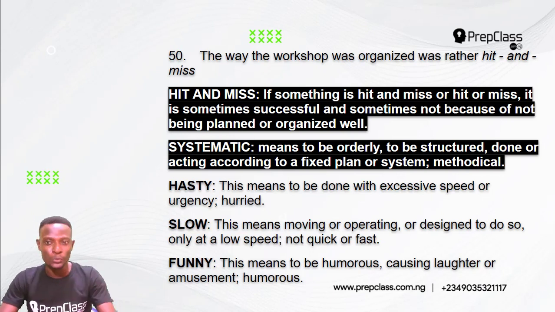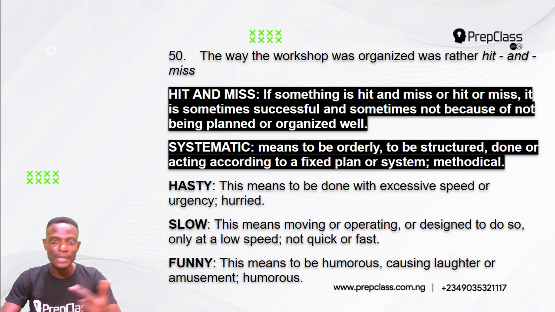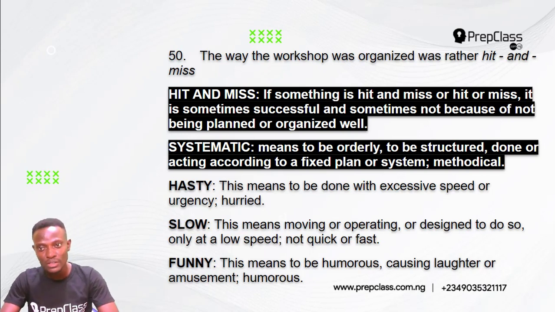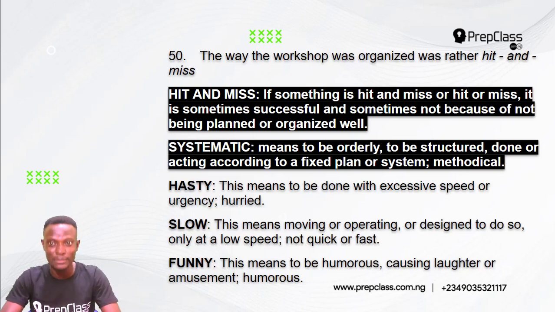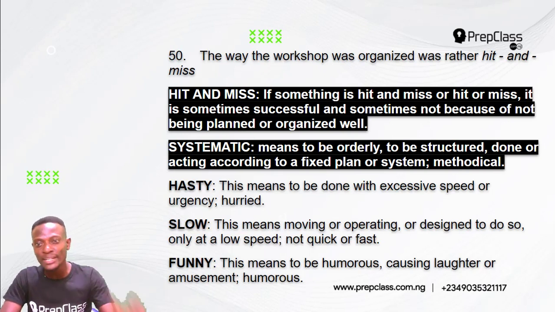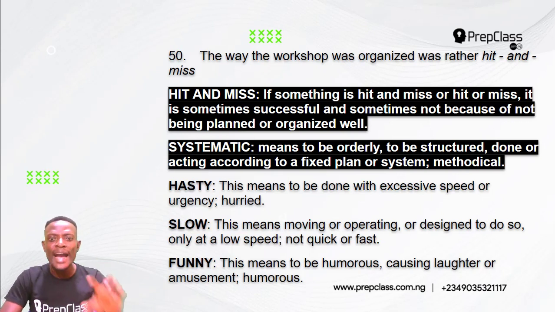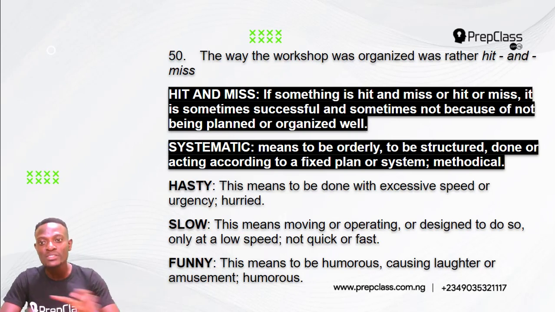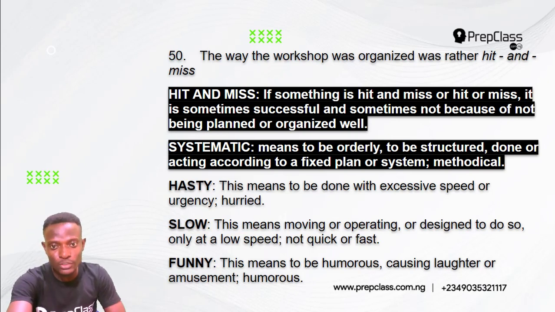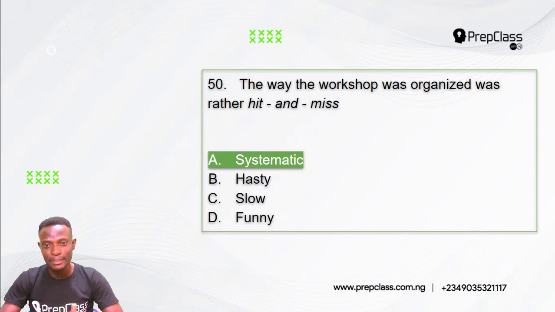The way the workshop was organized was rather hit and miss. It is sometimes successful and sometimes not because of not being planned or organized well. So it might be successful and sometimes it might not be successful because of poor organization. But when something is systematic, it means to be done orderly, to be structured, done or acting according to a fixed plan or system. So the answer to this question is option A, systematic.